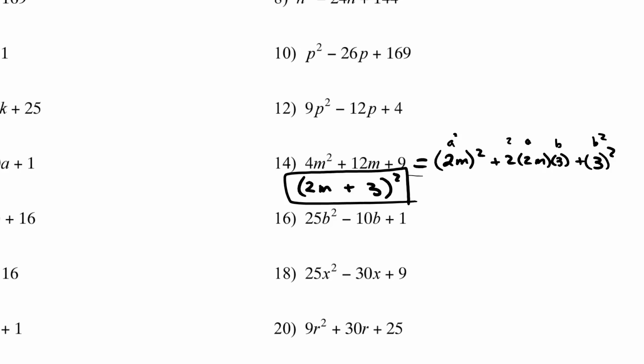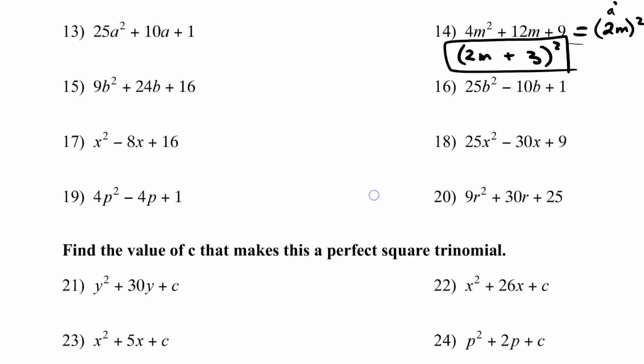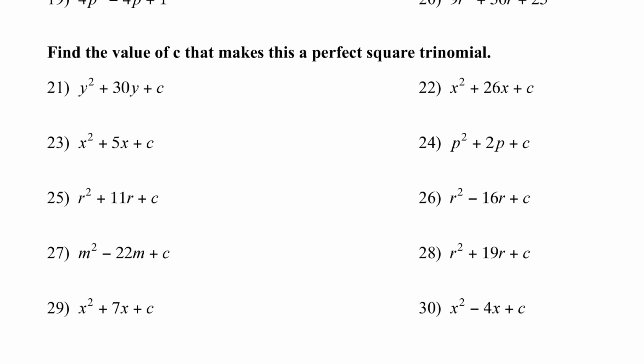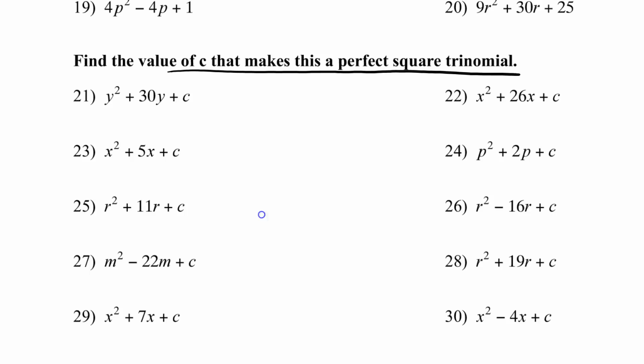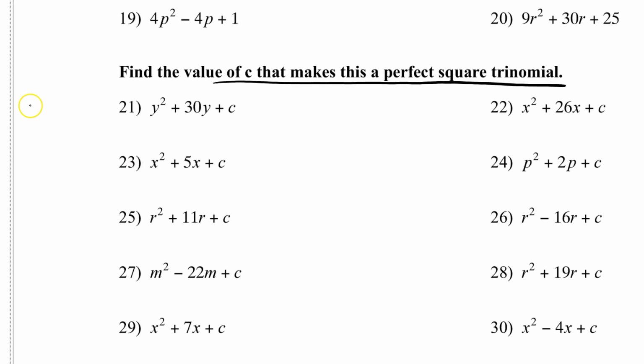So if you feel comfortable with that, go ahead and do the rest of the 20. Let's just go through one of these questions here. They all look very similar. Find the value of c that makes this a perfect square trinomial. Just off to the side here, the way that we're going to find c is we're going to take what we know from our general form, y equals ax squared plus bx plus c, and we're going to take our b. So c equals (b over 2) squared.